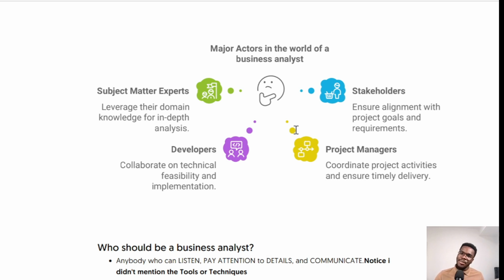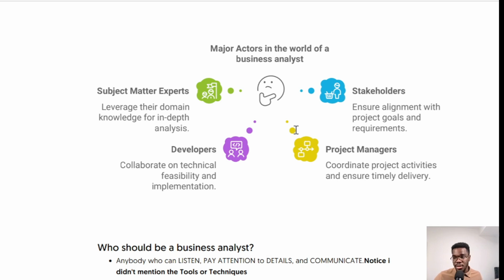I'll give another example. Say you want to build a house. Subject matter experts would basically be people like your quantity surveyor, your architect, your construction engineers. Those people are subject matter experts because they know so much. They have domain knowledge about the problem or the solution you're trying to make. So those people are basically the people you interact with.